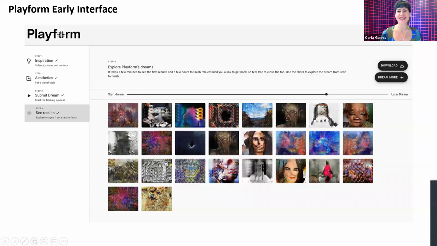Now here is a screenshot. Remember the early platform of Playform's UI at the time. As a platform, it was in its infancy a year and a half ago. Any of you who work with Playform now know it offers a far wider range of tools and techniques to generate images. And it's really been amazing to see how the tools have developed and expanded.